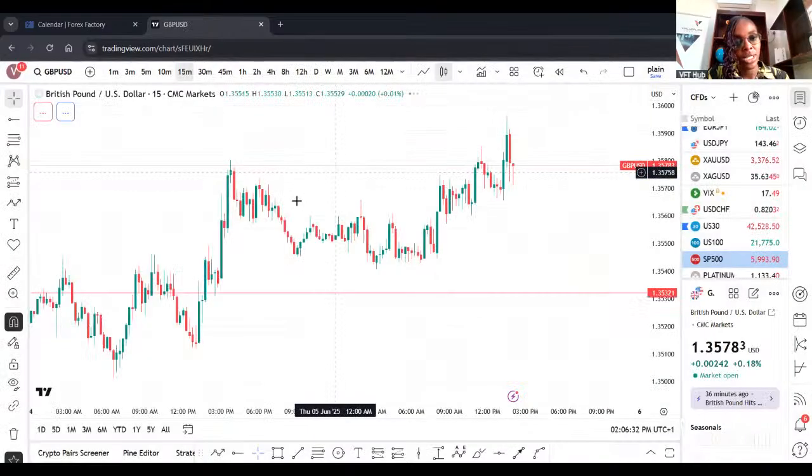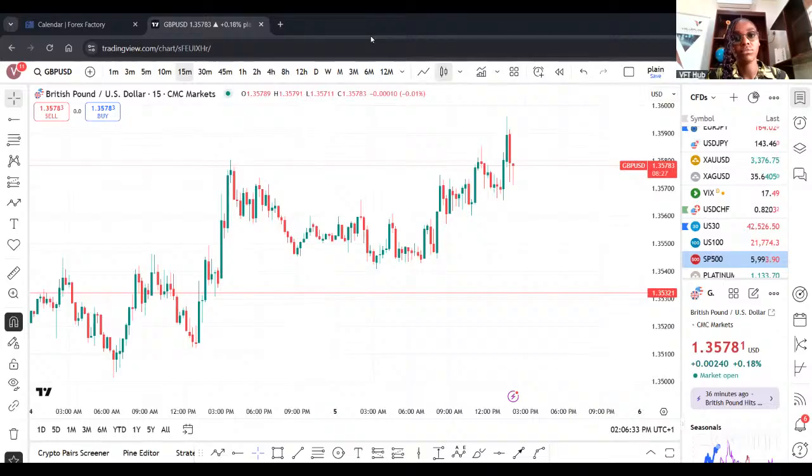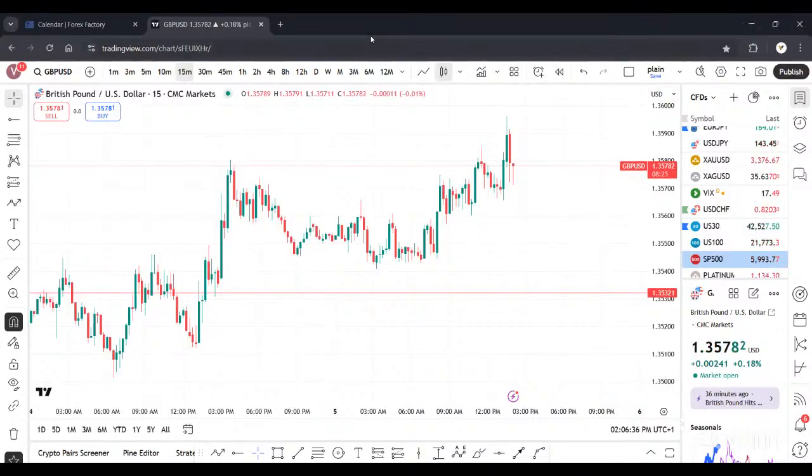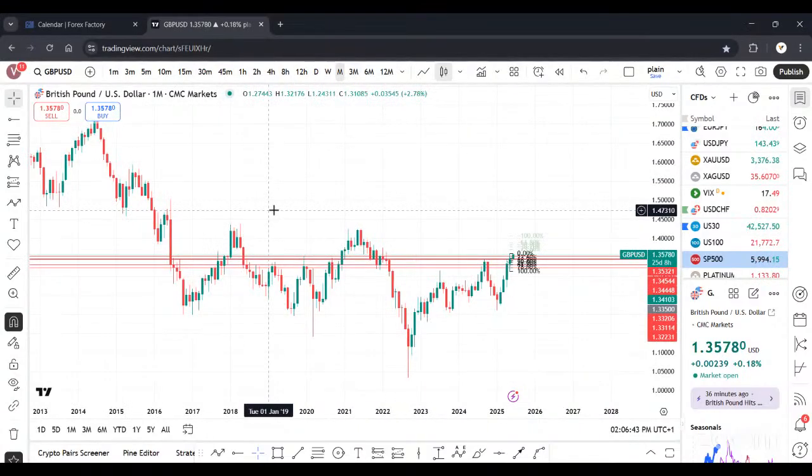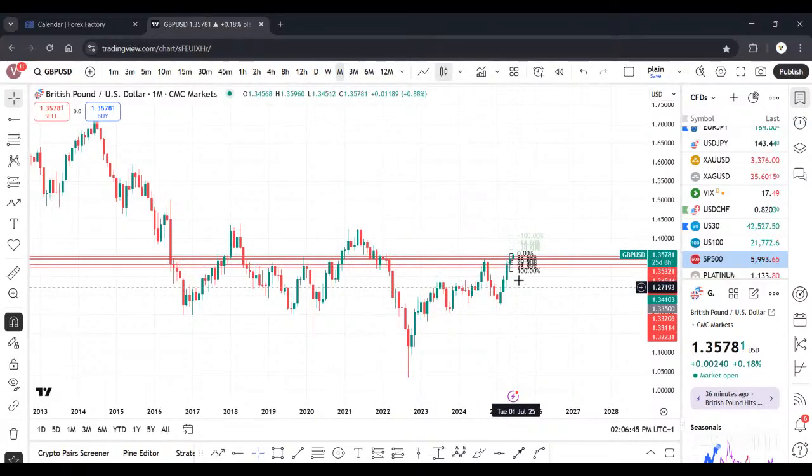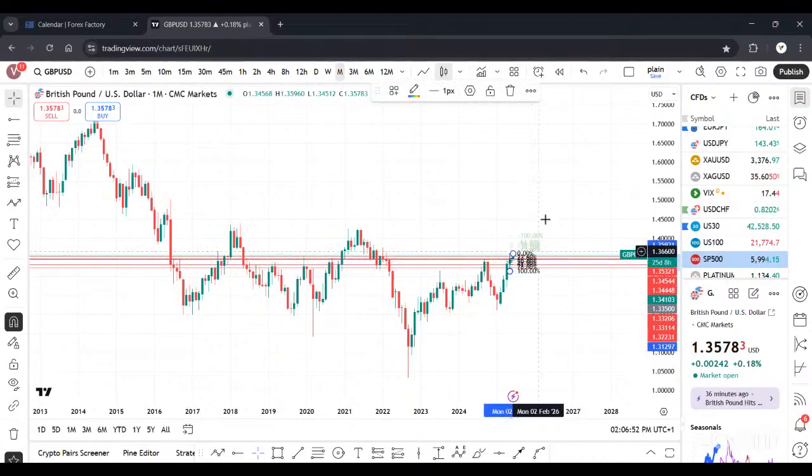And on GBP USD, for GBP USD on the monthly time frame as seen right here, the overall direction is actually to the downside. Nothing has changed. All we've seen is price taking out this very high right here on the weekly time frame, and down to the daily time frame.